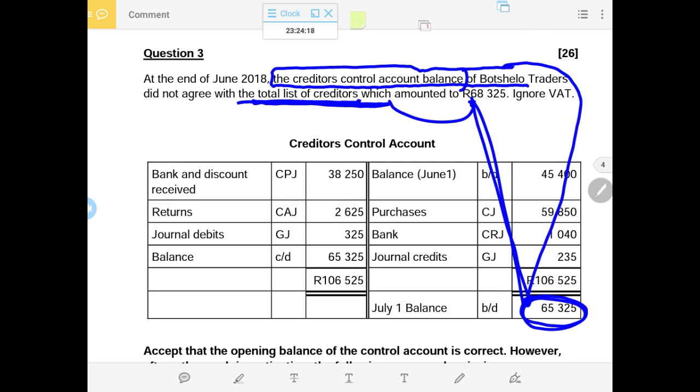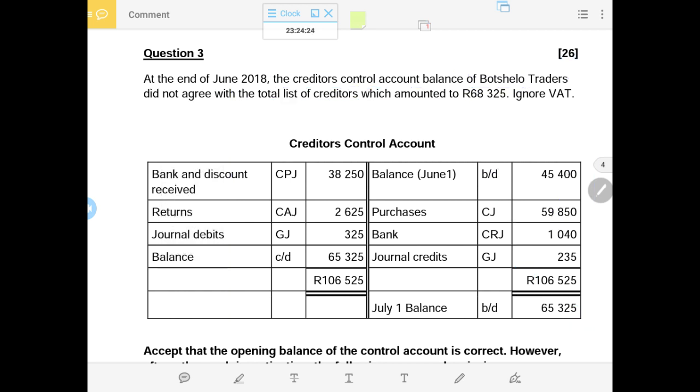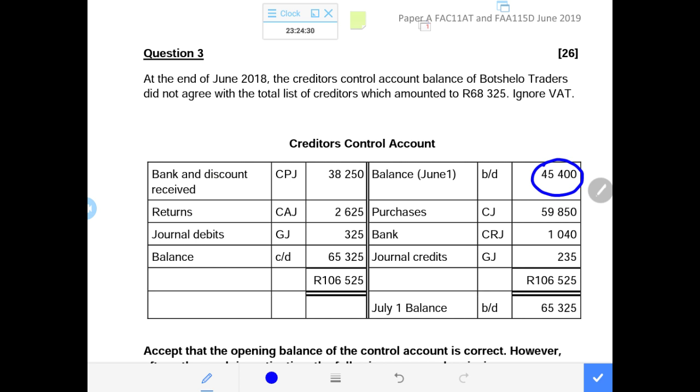Now, because we are not doing the creditors reconciliation statement, but we are reconciling the creditors control account with the list of creditors, we start with the opening balance. We also deal with the balance that we have in there. Then we'll be adjusting from the figures that are already here, adding or subtracting on these figures. So we have an opening balance that is on the credit side, and with the list of creditors, the balance of 68,328, which is likely the balance at the end, is also the balance we'll be using.